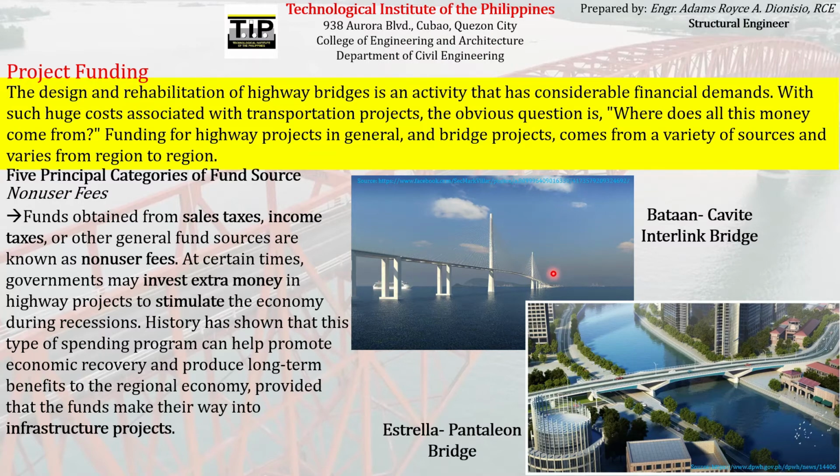If you are familiar with the topographical location of Bataan and Cavite, they are actually separated by a body of water, so they are not actually connected. If you want to travel from Cavite to Bataan, or vice versa, you need to go around. You have to pass by many cities or provinces just to go from one place to the other. That is the problem of having a concrete mix plant located in Cavite and a client that you have to supply located in Bataan.